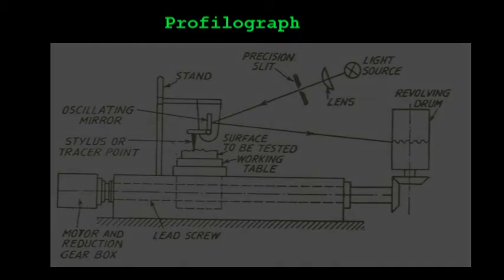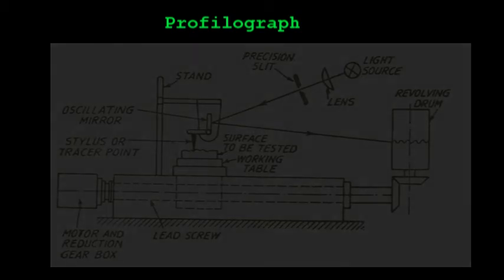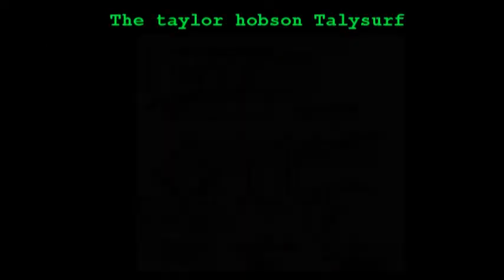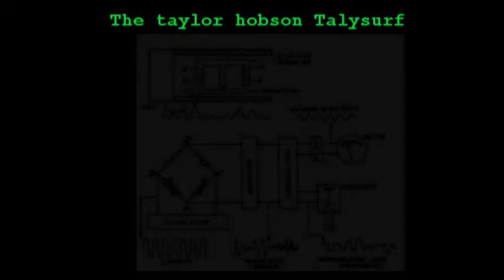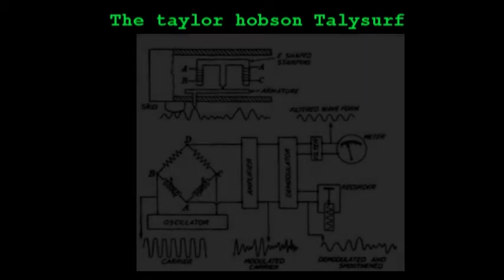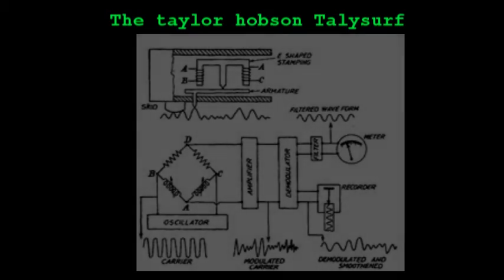I hope everyone understands these working principles. And the next important instrument is the Taylor Hobson Talysurf. It is a stylus and skid type of instrument working on the carrier modulating principle. Its response is more rapid and accurate when compared to the other instruments.